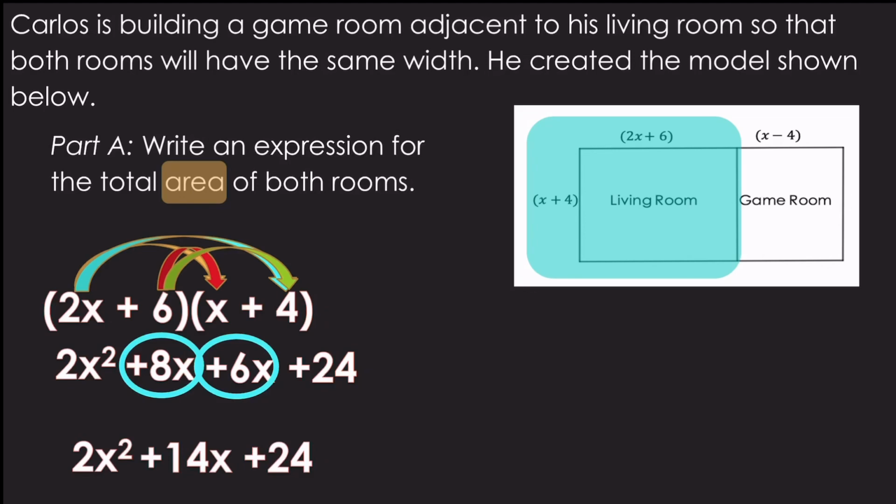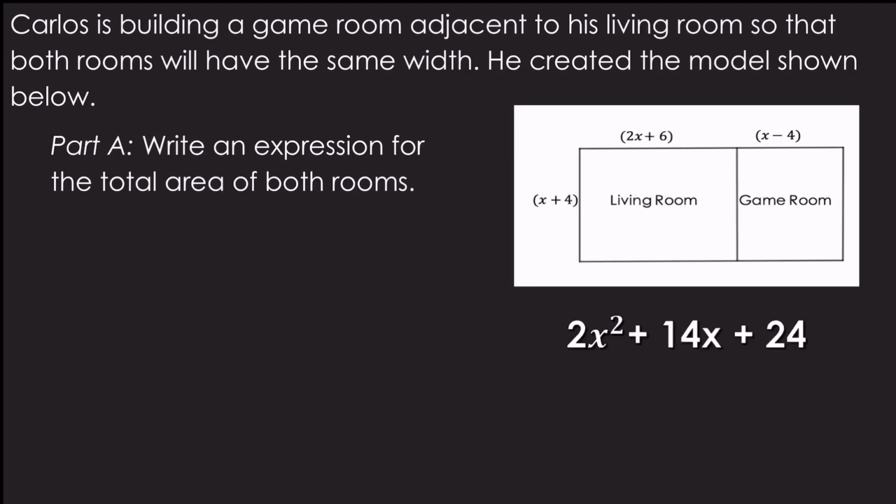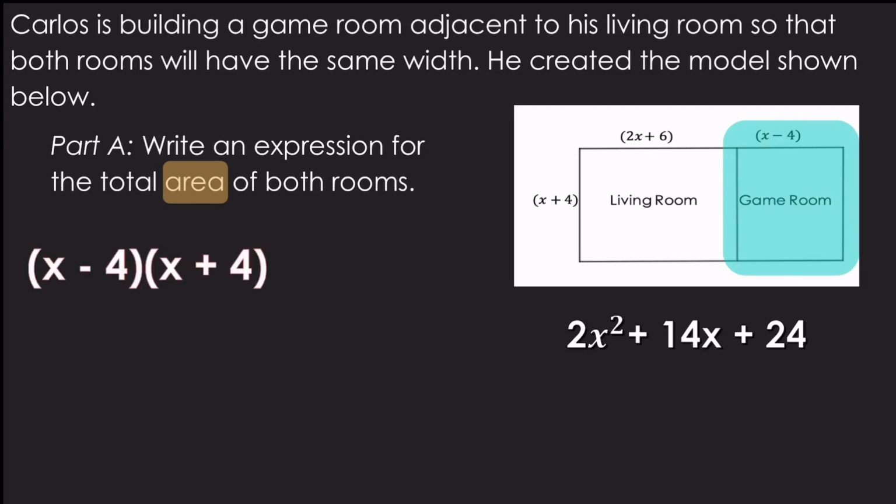Okay. I also have to find the area of the game room. Remember, the widths were the same. So now I'm going to have x minus 4 times x plus 4. The x plus 4 didn't change. So can you pause now and try and FOIL this or distributive property on your own and see what you get? Okay, so here's how we do it. Let's see if you were right.